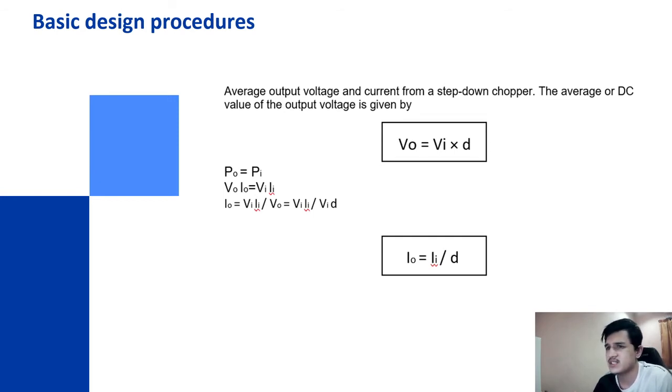The average or DC value of the output voltage is given by VO equal to VI multiplied by D, which means PO equal to PI, VO IO equal to VI II, IO equal to VI II over VO, equal to VI II over VI D, and IO equal to II over D.